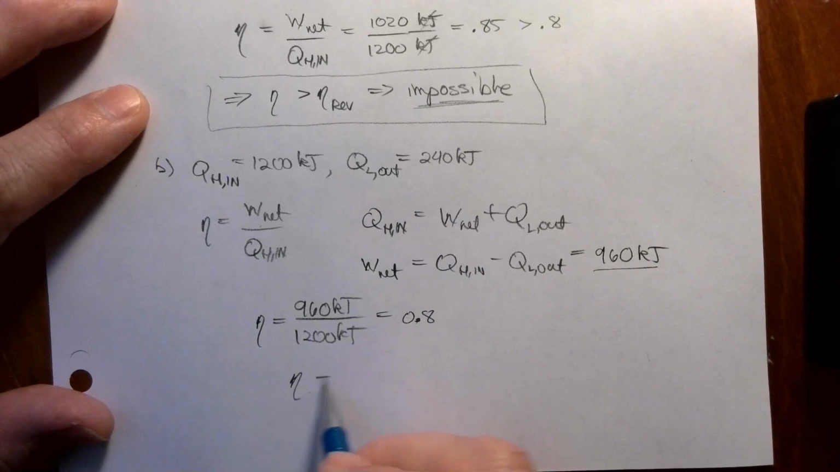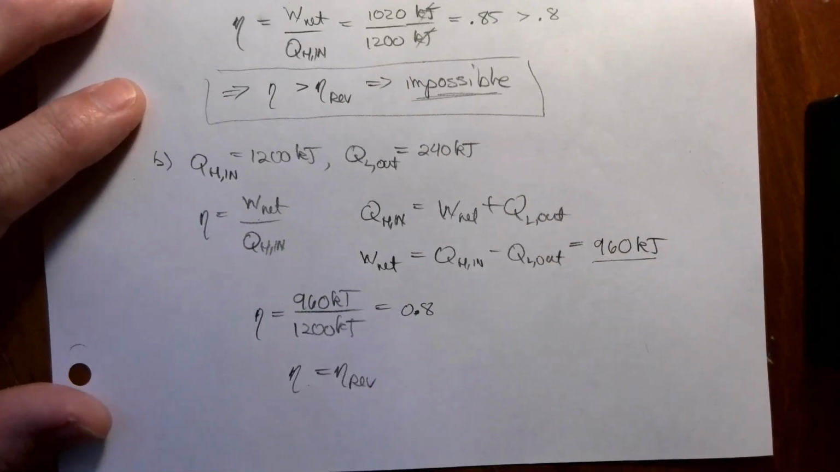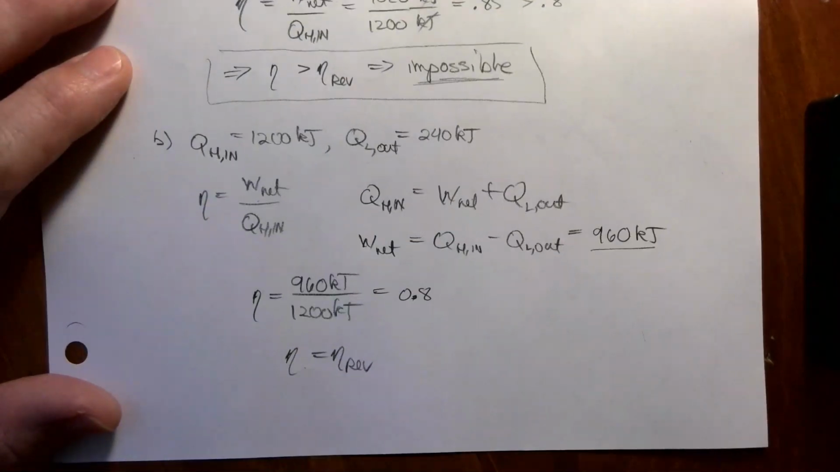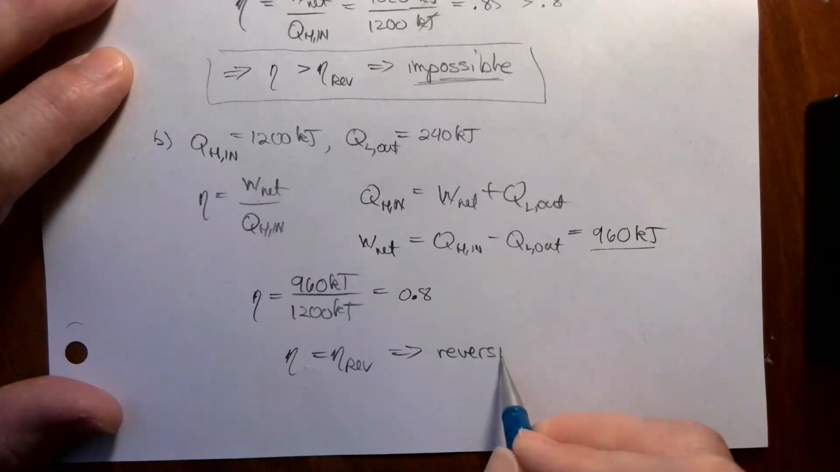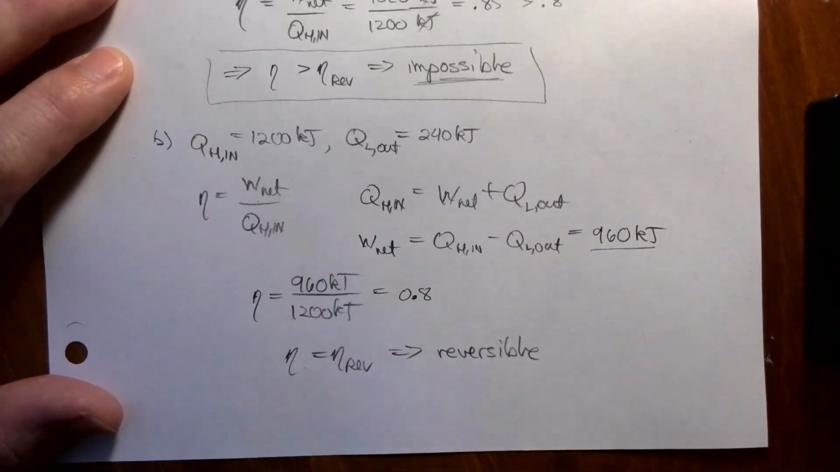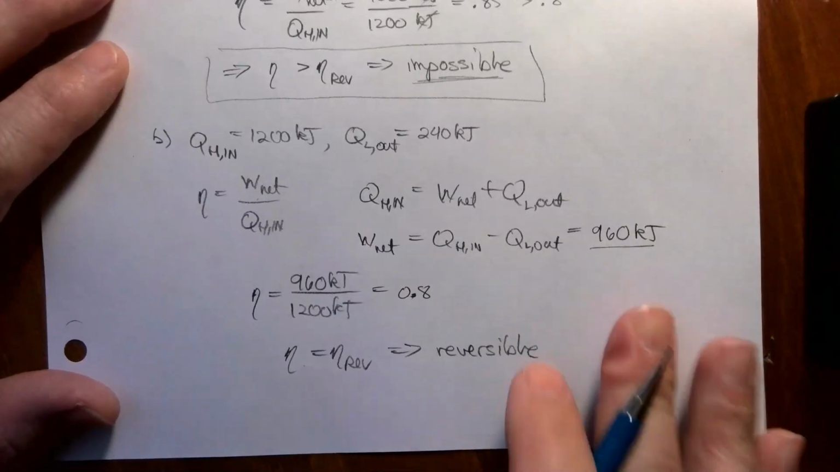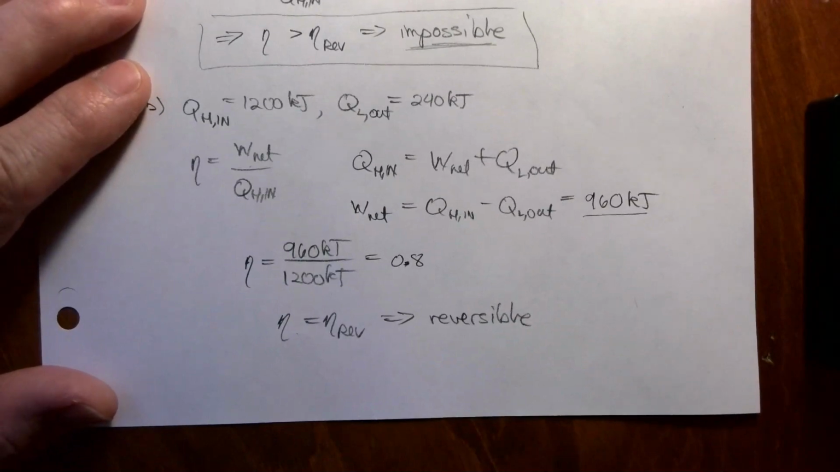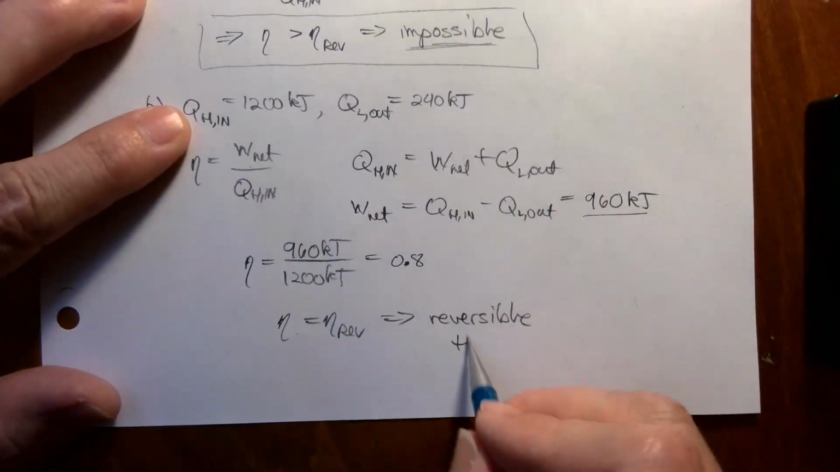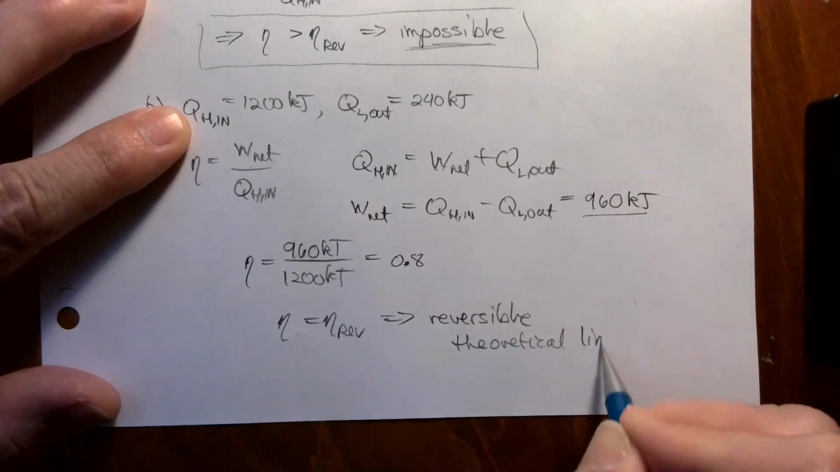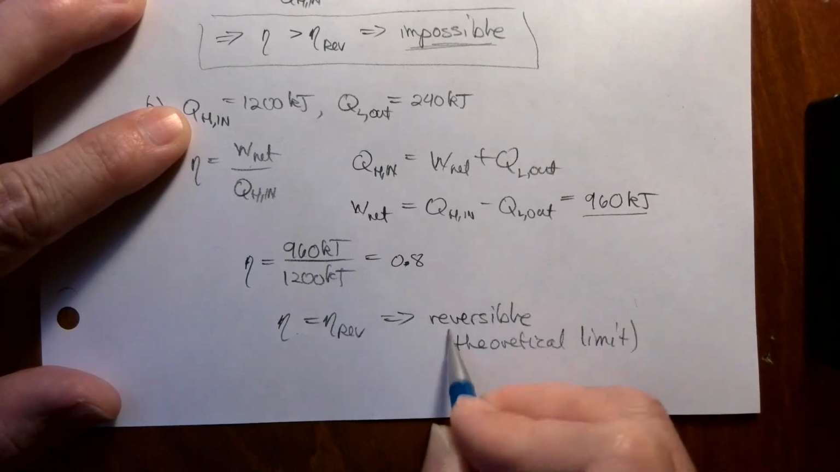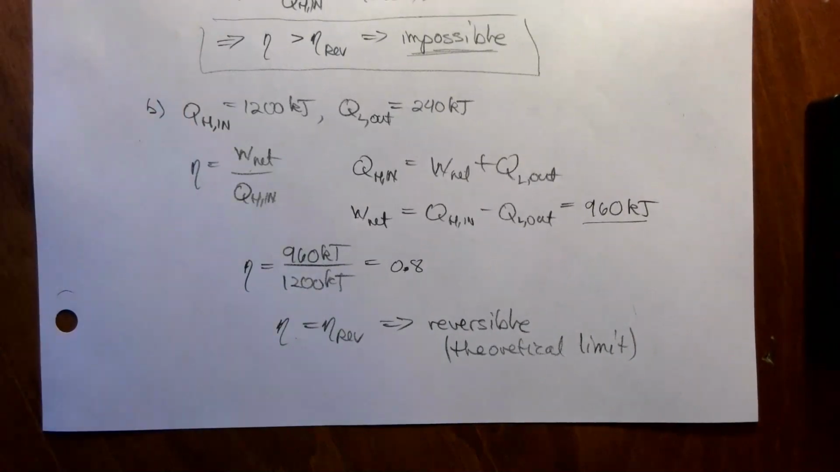Right, so the thermal efficiency we have now found is exactly equal to the Carnot efficiency, or the reversible efficiency. So we would call this reversible. Still conceptual, right? Not a realizable device, but this is the upper theoretical limit to help the engineer during the design process.